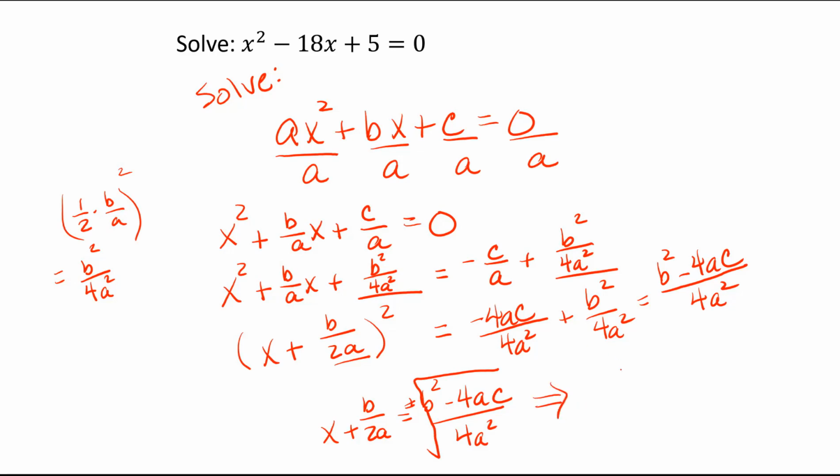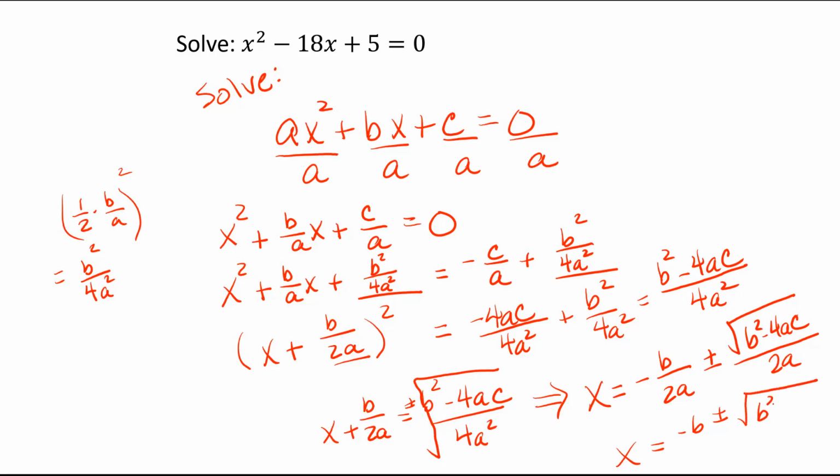And if I get x by itself now, I'll have x equals negative b over 2a plus or minus the square root of b squared minus 4ac on top, and at the bottom, the square root of 4a squared is 2a. So finally, I have the quadratic formula, negative b plus or minus the square root of b squared minus 4ac all over 2a. So the quadratic formula comes from completing the square once and for all for a generic quadratic equation.